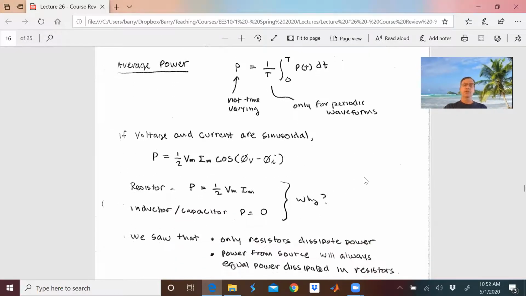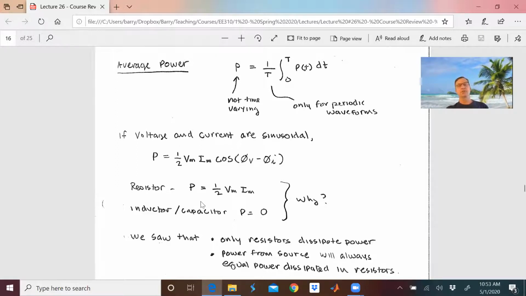And if the voltage and current are sinusoidal, which in EE310 they generally are, unless they're DC, we say that the power is equal to 1/2 times the maximum voltage times the maximum current times the cosine of the angle between the voltage and the current. Looks complicated, but if you go back to the lecture, you'll see there are about 3 little lines of math where we get this, and it's really pretty cool. So this formula is appropriate for any device.